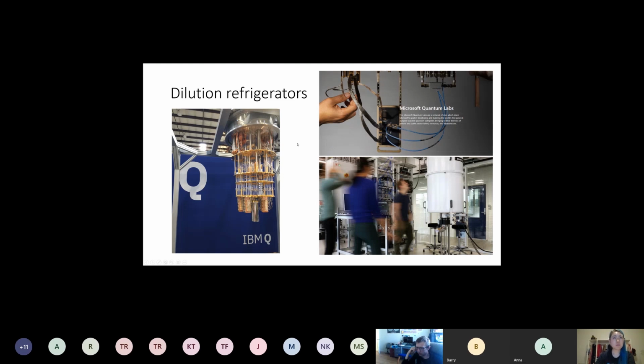And I'm showing some pictures from IBM and also Microsoft, and you also have to have a really precise, well-designed control system to make sure that your temperature and the rest of the circuit is not messing up with your little qubit at the very bottom. And then you immerse it in a liquid helium nitrogen dewar.